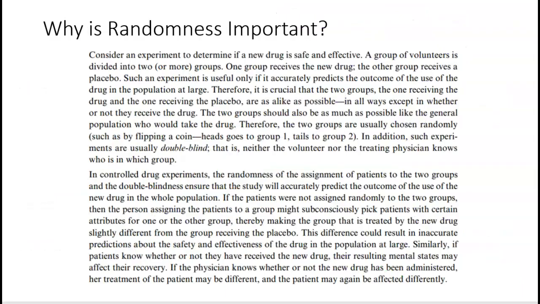And finally here, why is randomness important? Randomness is really important so that we can make sure things are effective and that things are safe. So when we're talking about experiments in a drug trial, it's important that we're keeping things safe. So I encourage you to read here about double-blind and controlled studies, and that concludes section 15.1.